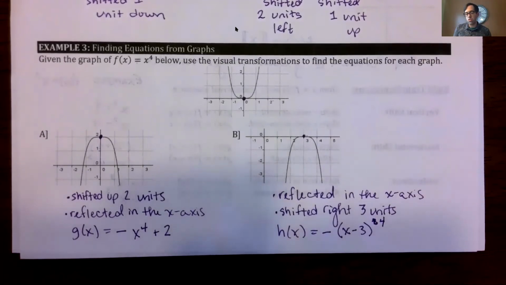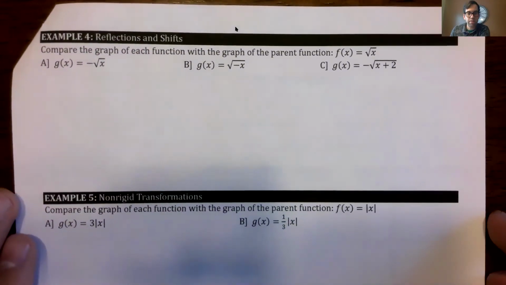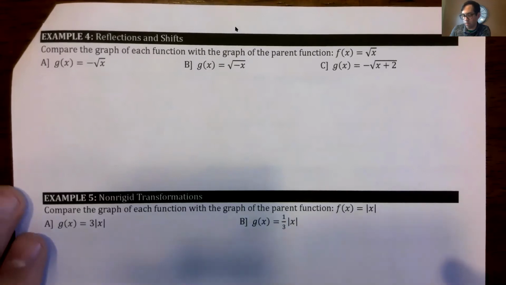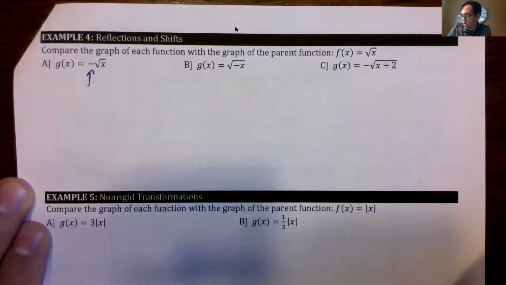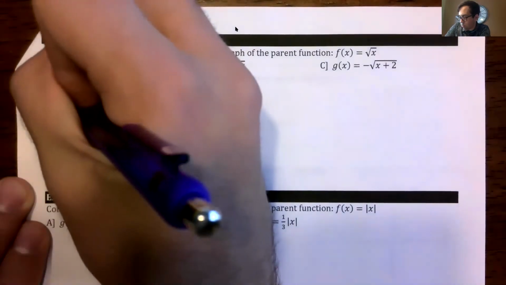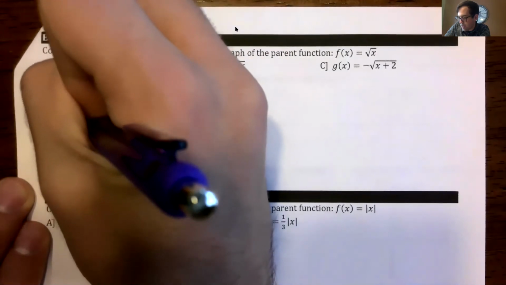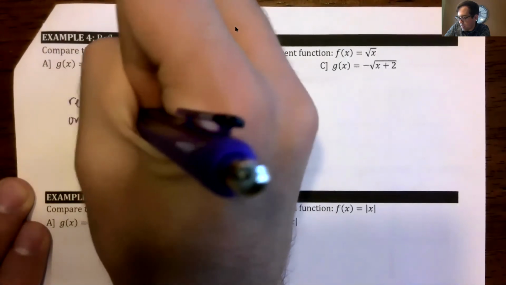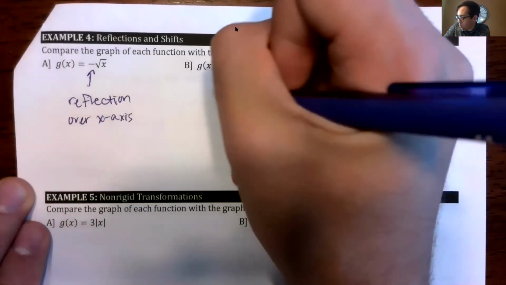All right, that brings us to example 4. Reflections and shifts. Compare the graph of each function with the graph of the parent function f of x equals the square root of x. So this time, in letter A, we only have one thing changed, and it's a reflection in the x-axis. But if the negative's inside instead, it's a reflection in the y-axis.